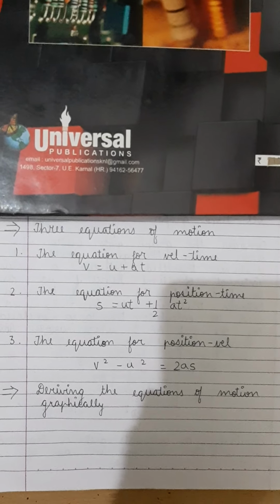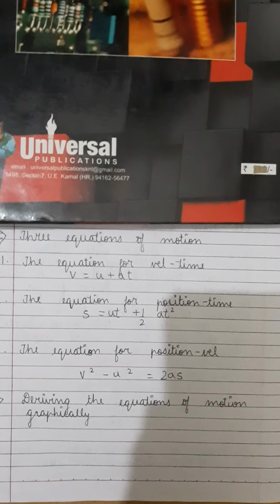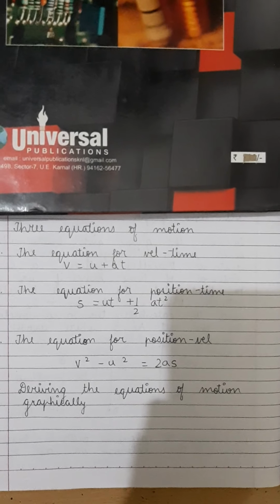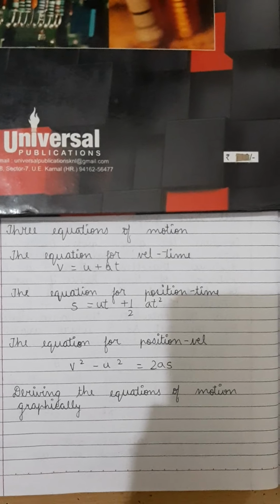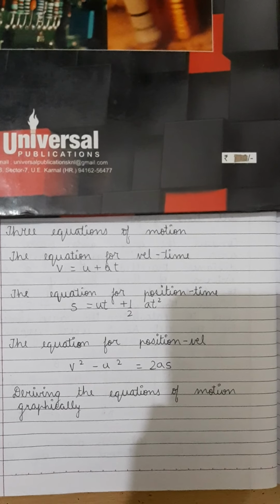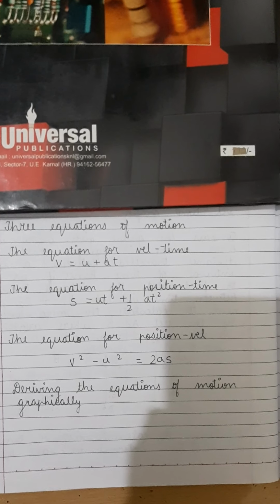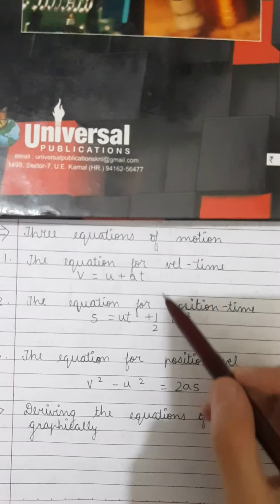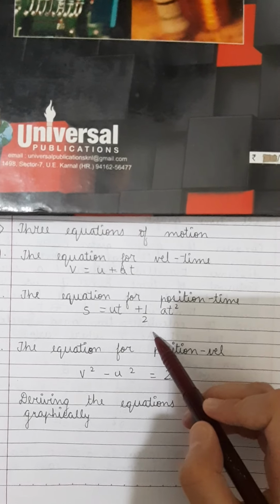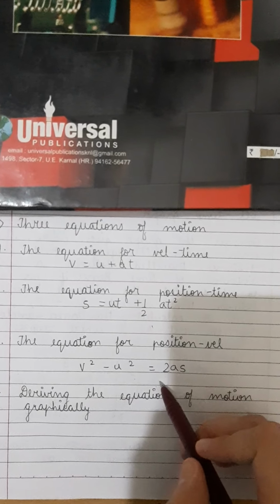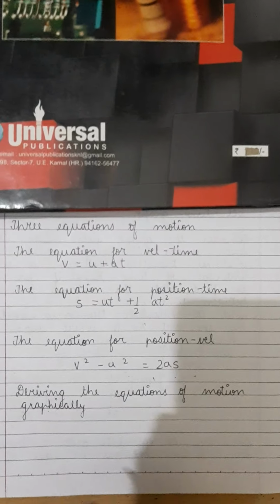Next, we will study the equations of motion by the graphical method. When an object moves in a straight line with uniform acceleration, it is possible to relate its velocity, acceleration during motion, and the distance covered by it in a certain time interval by a set of equations known as equations of motion. These three equations are v is equal to u plus at, s is equal to ut plus half at square, and v square minus u square is equal to 2as. Now we will derive these equations graphically.